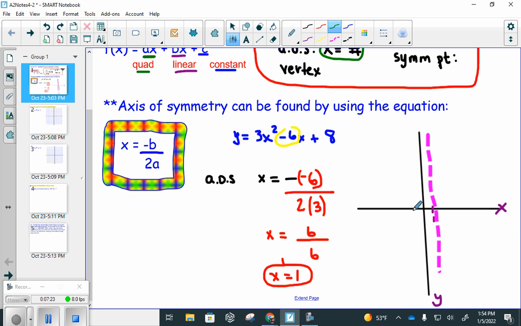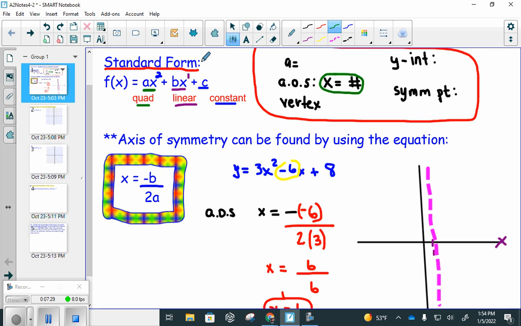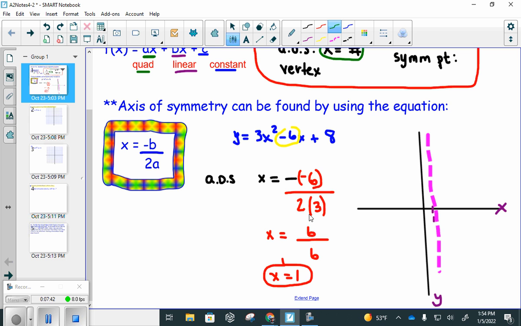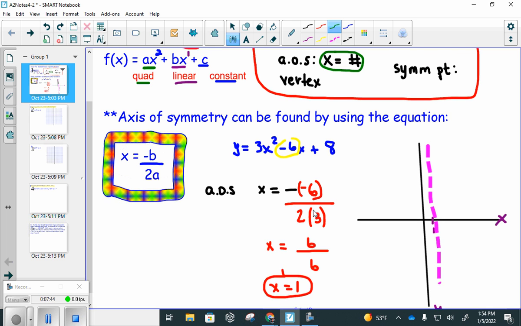Based on this equation that I created, the a is always going to be the coefficient of x squared, so my a would be 3. Because it's positive, that means the parabola is going to open upward. I still don't know my vertex yet with this problem, but I'm going to show you in the next slide how to find all of it.